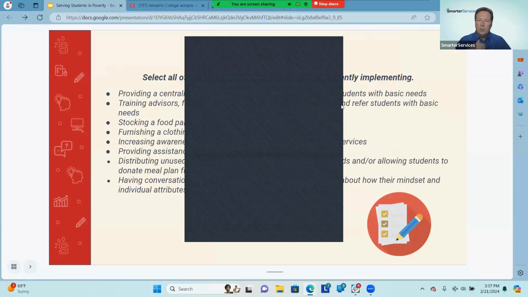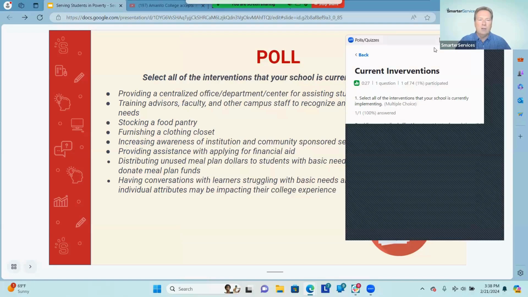And so on this poll, you can choose more than one. Choose all of those that apply, to the degree to which you're aware of it right now. What are the interventions that your school is currently using? And this is not scientific. It doesn't matter if you're not aware of all of them.